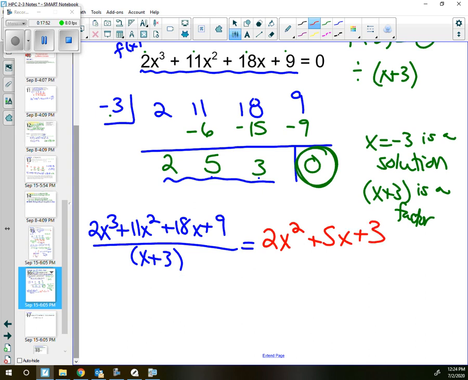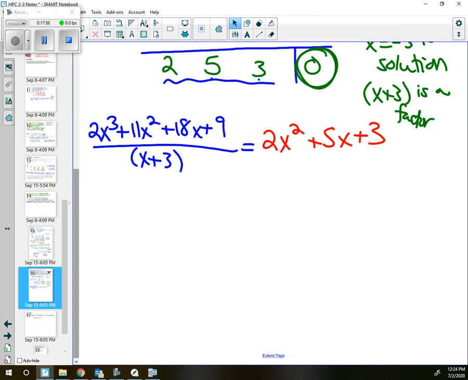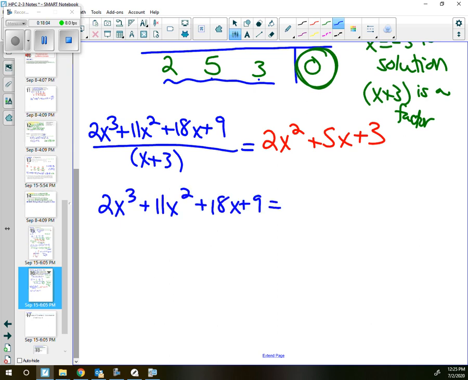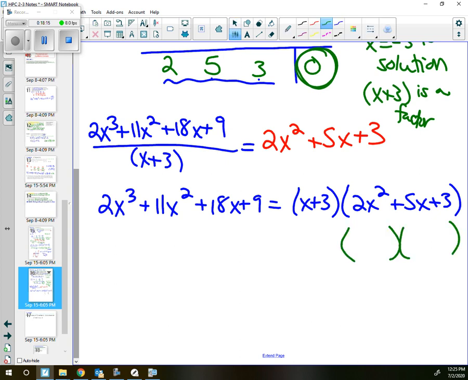Now when I take a look at that polynomial that's left over, I can try to factor it to find the remaining factors. So remember, this is the same thing as saying this original polynomial is equal to x plus 3 times this polynomial, 2x squared plus 5x plus 3. So we're going to try to factor and see if we can go further. And again, if you can't, you could always use the quadratic formula. All right, so let's see. How do you get a 2x squared? Well, you don't have any option here. It's got to be 2x and x.